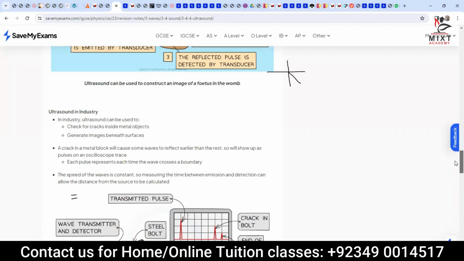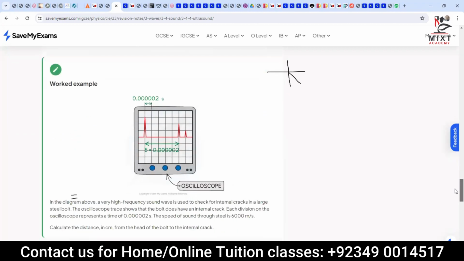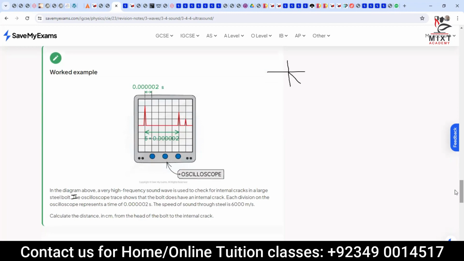Okay, now let's move on. There is a working example which is being done for you. Now I can show you one thing in this. If you see the question here, on the oscilloscope, these are the readings which are given. They say calculate the distance in centimeters from the head of the bolt to the internal crack.